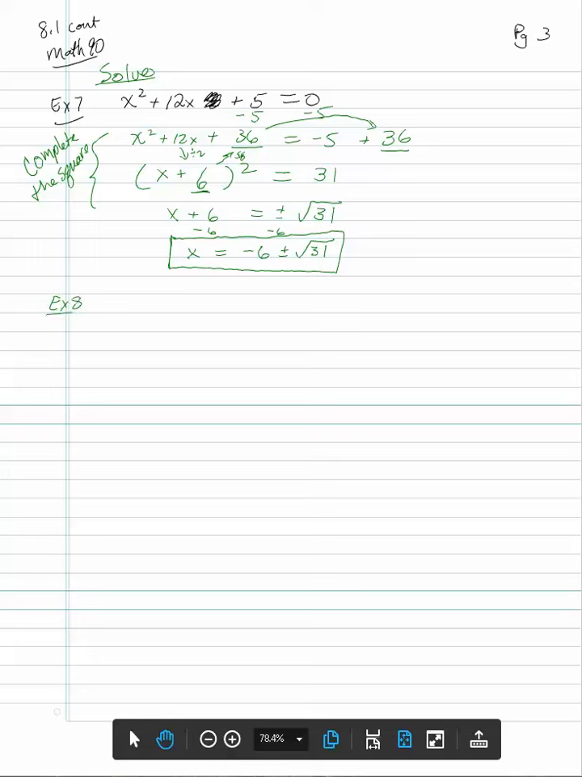So let's try another one. Well, let's do some exercises. Notice all the ones we've been doing, we had a number in front. So let me do one more. So let's say I had 4x squared plus, I don't know, let's see, how about 40x plus 17 equals 0. Okay, so our first step is subtract that 17.